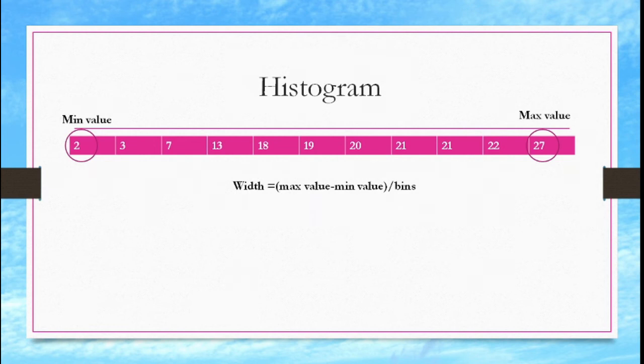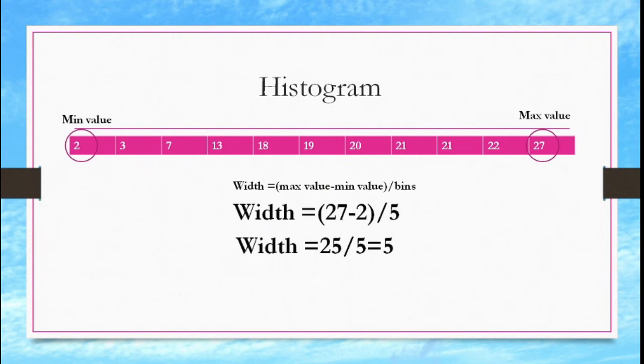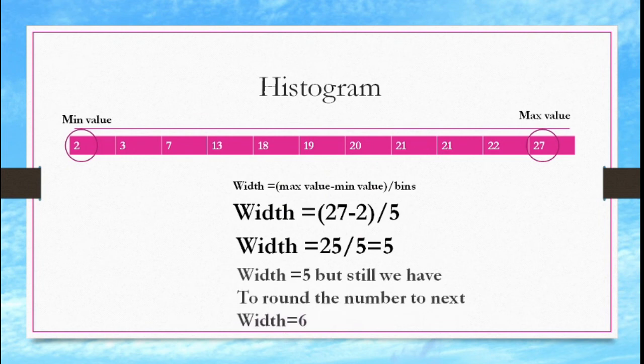We have a formula. Width is equal to max value minus min value divided by bins. So 27 minus 2 divided by 5, and we got 5. Clear? Good job by everybody.